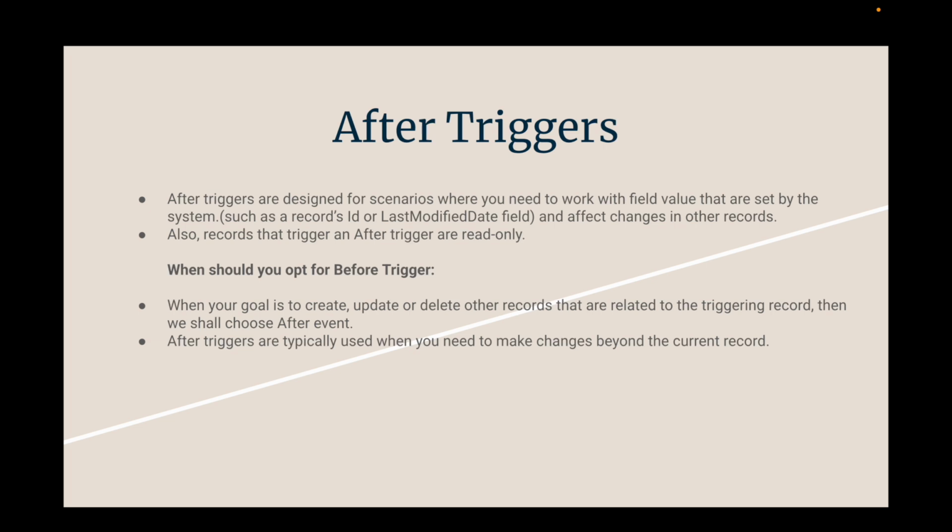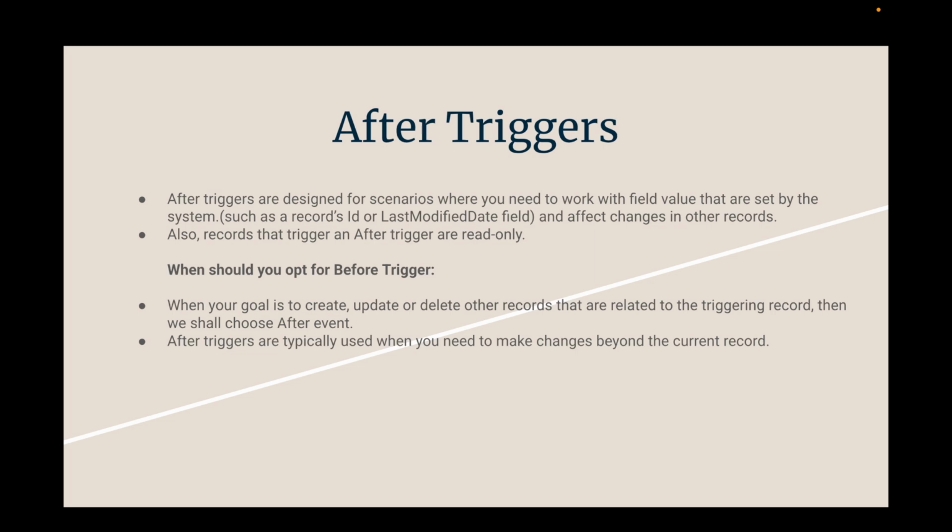But if I want to take action in case of after trigger, that record has been already saved, I might be taking action on its update or on its related records, like an account's contact. I'm checking something is happening on the contact, and then I want to take action on its parent account, then I can use after triggers. So after triggers are designed for scenarios where you need to work with field values that are set by the system, such as record ID or last modified date. So these system fields will only be available with you when you have already records saved to the database. Otherwise, you won't be having any of these fields available.